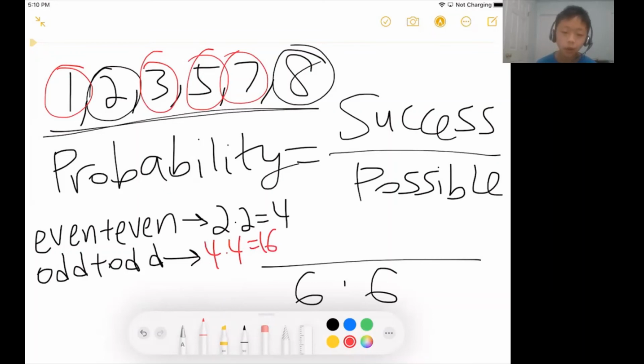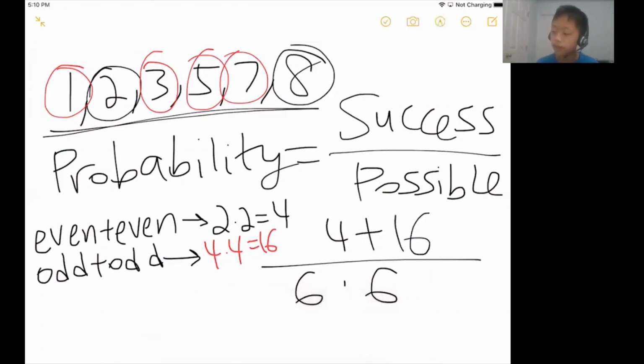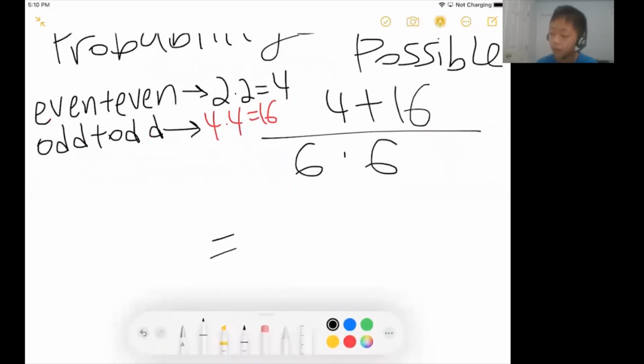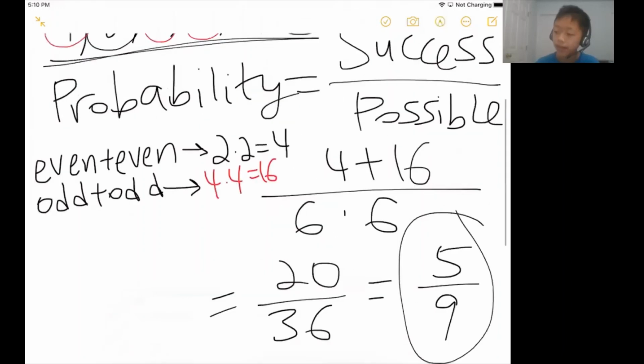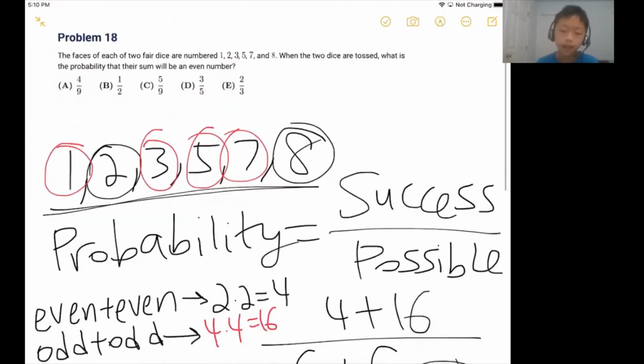So that tells us the total number of ways to roll an even sum is just going to be 4 plus 16. And if you were to simplify this, this would be equal to 20 divided by 36. And if you were to simplify this, you would get 5/9 as the answer. And if you were to look back at your answer choices, that would be choice C, and we would be done.